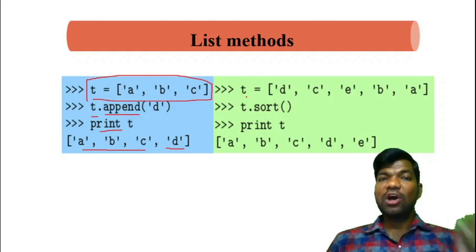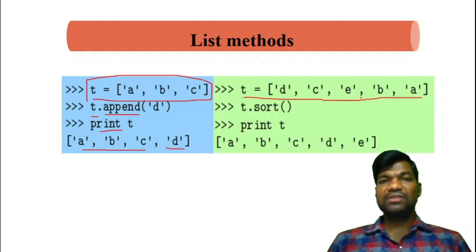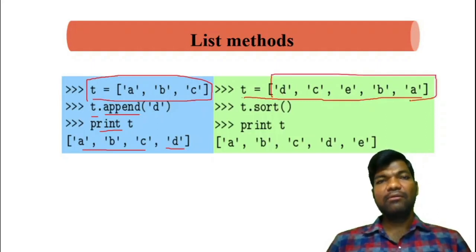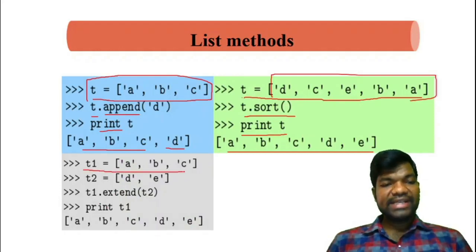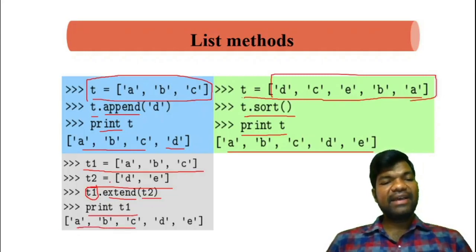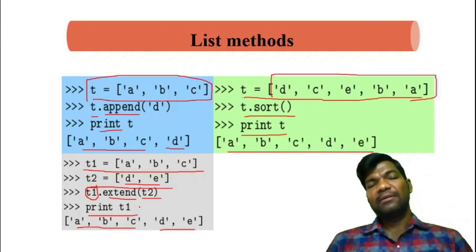Now the second one, sort. T equal to D, C, E, B, A. This is the list, and there is no sorting order. Now how to sort? T dot sort. Print T, and all are in sorted order: A, B, C, D, E. That is the sort method. Next, another one, extend. Consider two lists T1 and T2. T1 is A, B, C and T2 is D, E. Now I am extending T1 with T2. Print T1: T1 is A, B, C, extended with the values of T2, D, E. If you print T2, it is not changed. These are the methods in the list.